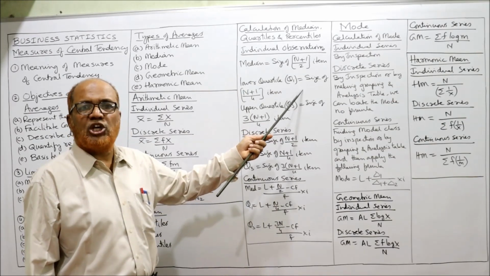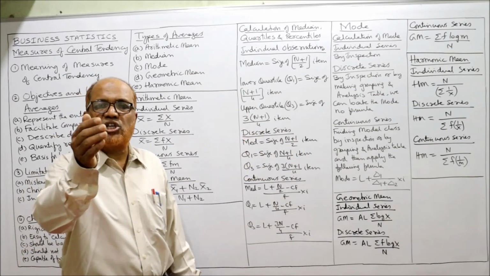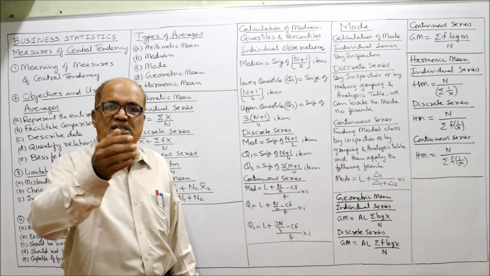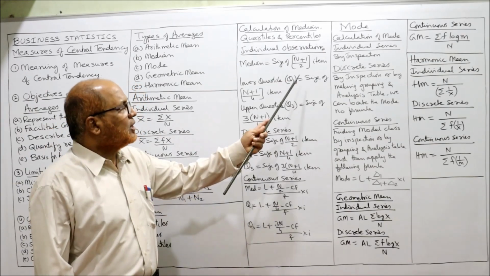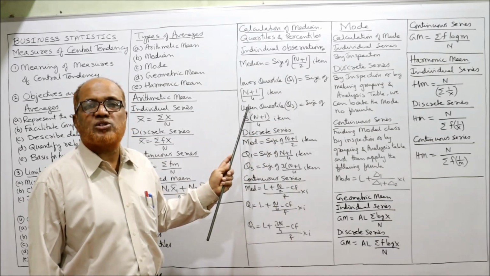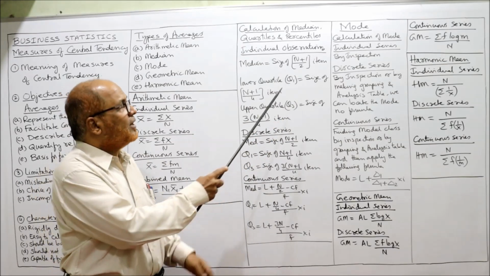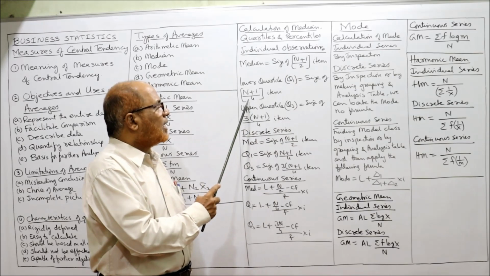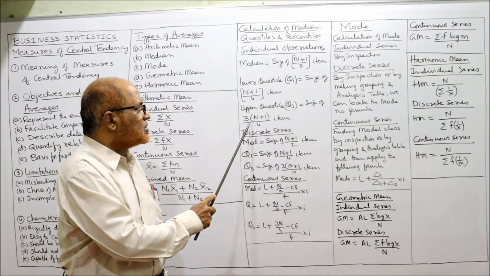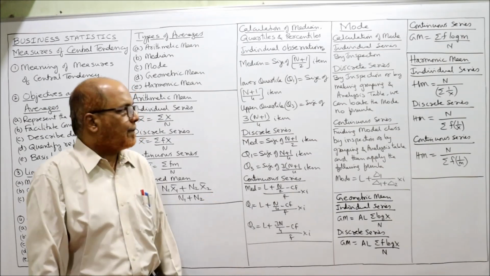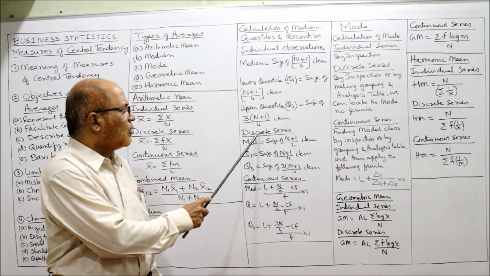Then the lower quartile Q1. There are two quartiles, Q1 and Q3. Q1 is the lower quartile and Q3 is the upper quartile. Q1, the lower quartile, is size of (n plus 1) by 4. For the median the denominator is 2; for quartiles you take denominator 4. And the upper quartile Q3 is size of 3 into (n plus 1) by 4.